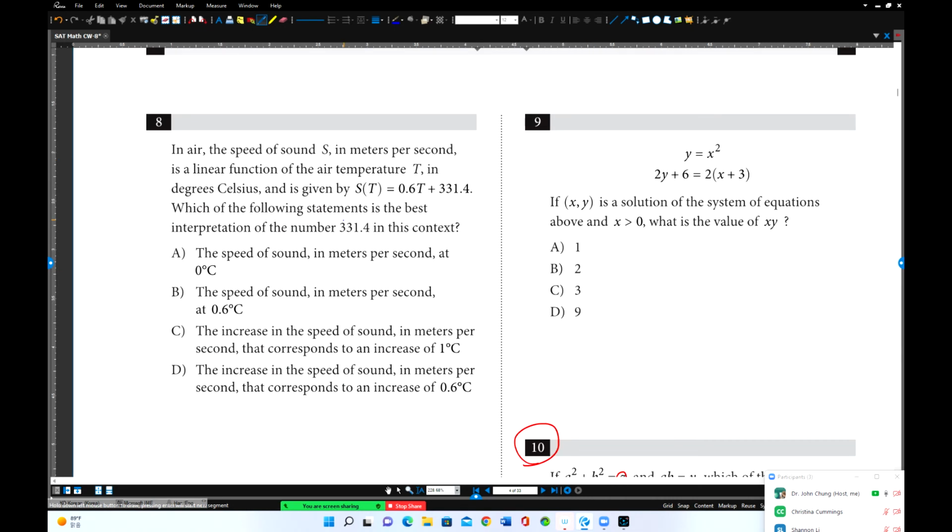Number 8, we are talking about this number, the y-intercept. What is the y-intercept? The initial number, or the number when t equals 0. That is the initial, right? So speed of sound, maybe at t equals temperature. Yep, that is the initial number, okay?